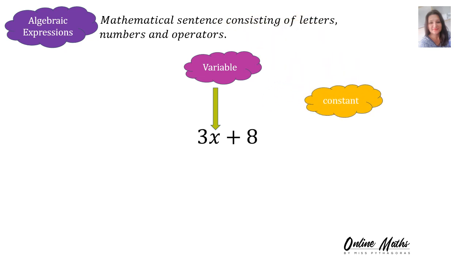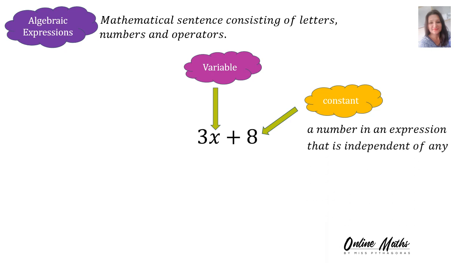There's also something we call a constant. That is the plus 8. What is a constant? It's a number in an expression that is independent of any variable and does not change. That means, in short, that the constant is the number without a variable.